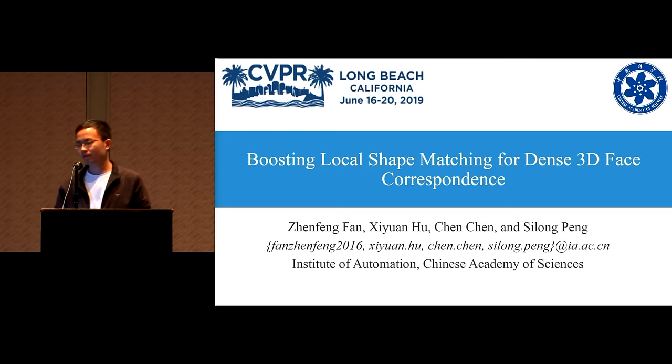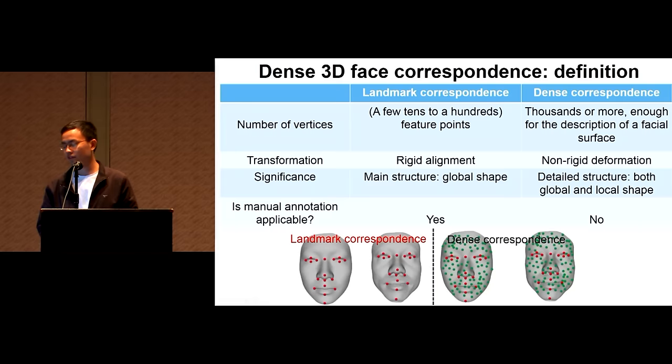Today, my presentation is boosting local shape matching for dense three-dimensional face correspondence. This issue is fundamental in the field of three-dimensional facial analysis. It's similar to landmark correspondence. However, there are some differences. This time, we aim to establish correspondence between a large number of vertices that are adequate for a detailed description of the whole facial region. We aim to align both global and local structure of faces.